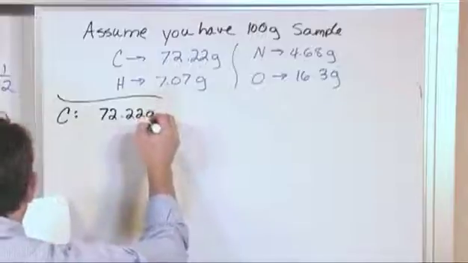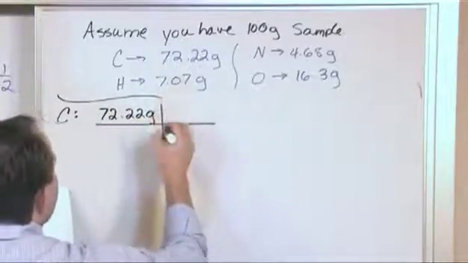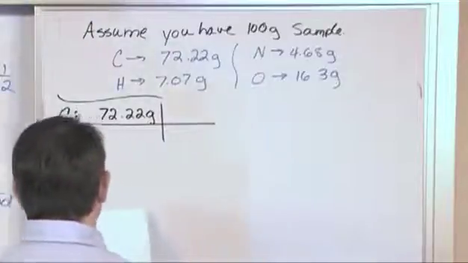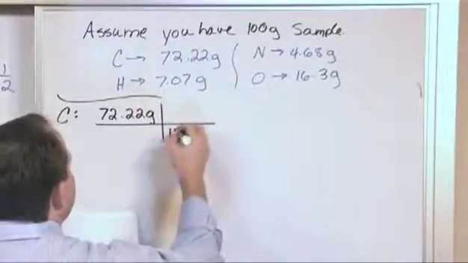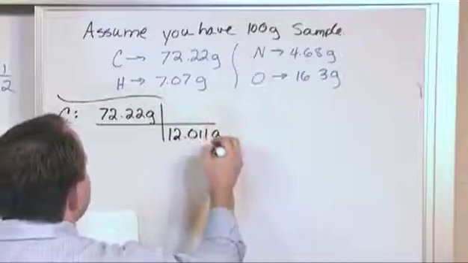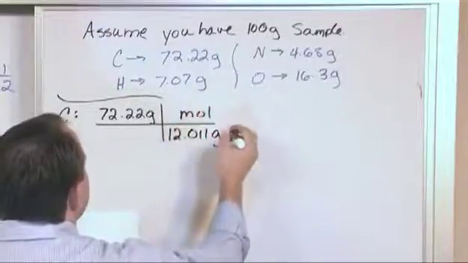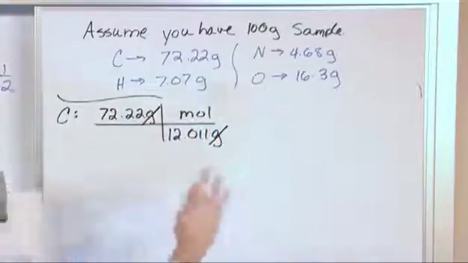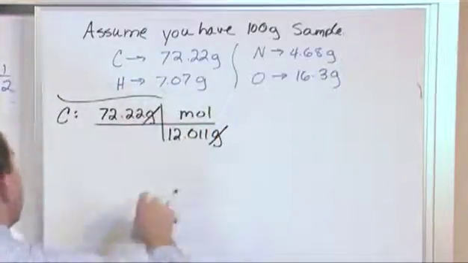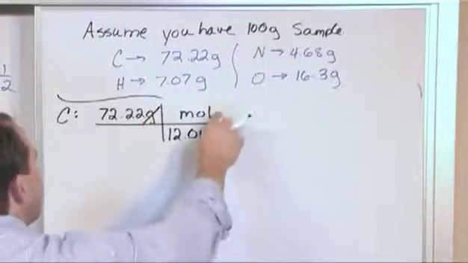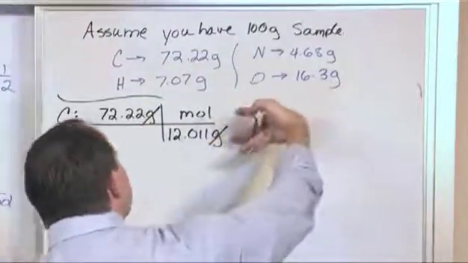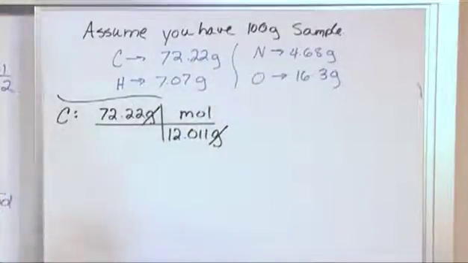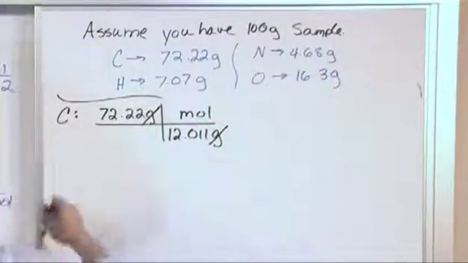72.22 grams of carbon. To convert it to moles, you just look at the molar mass in the periodic table. For carbon, it's 12.011 grams per mole. So we write 12.011 grams per mole. Grams cancels with grams. This is, again, the power of the unit conversion. I don't have to think about whether I should divide or multiply. I just put grams per mole. I could flip this over and put the 12.011 on the top, but nothing would cancel and I wouldn't get what I want. This way, grams cancels with grams.